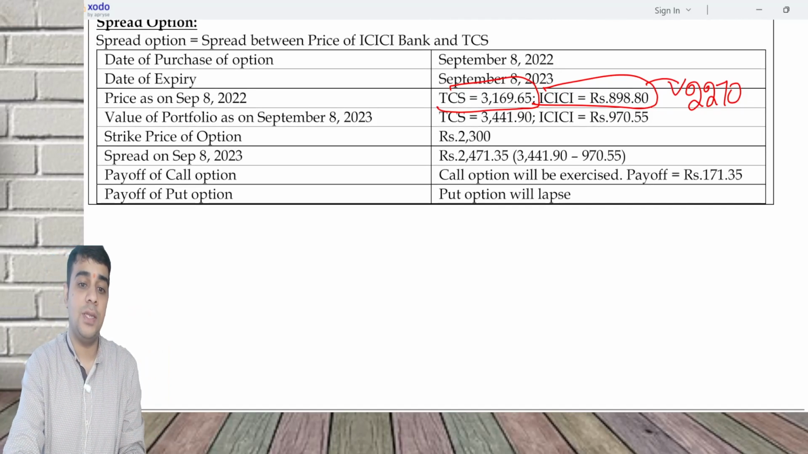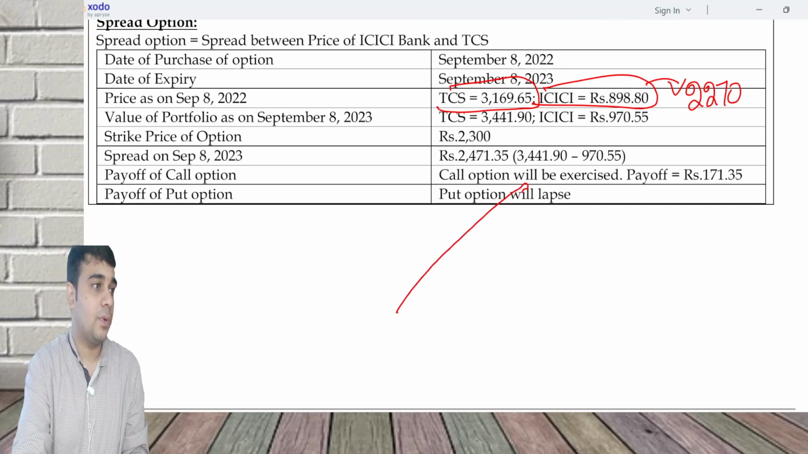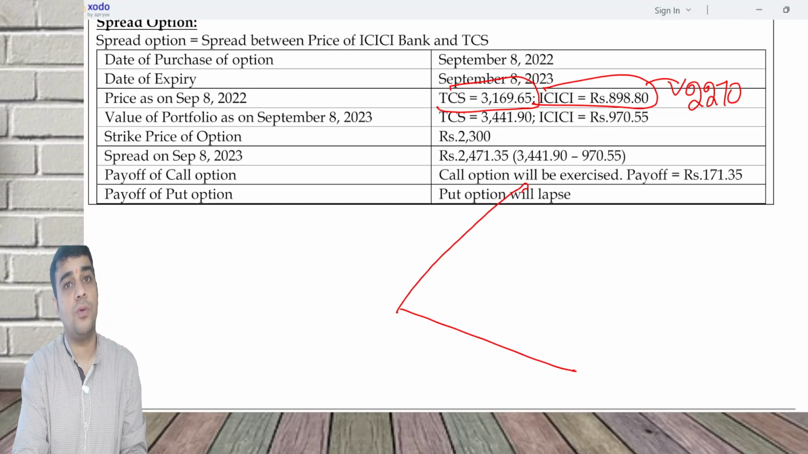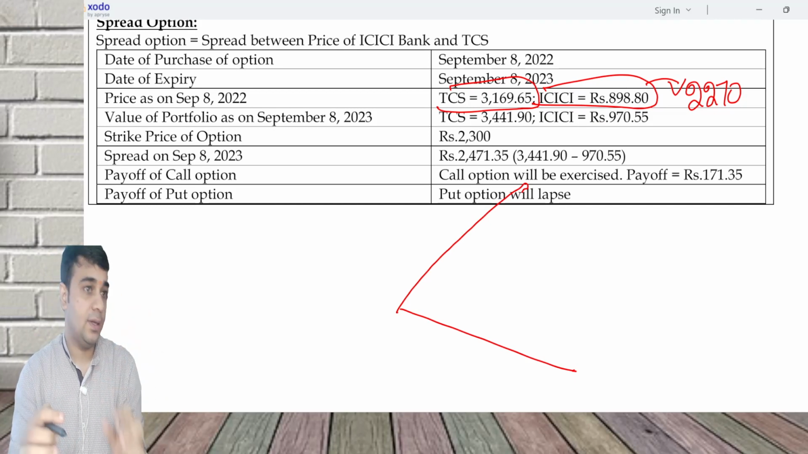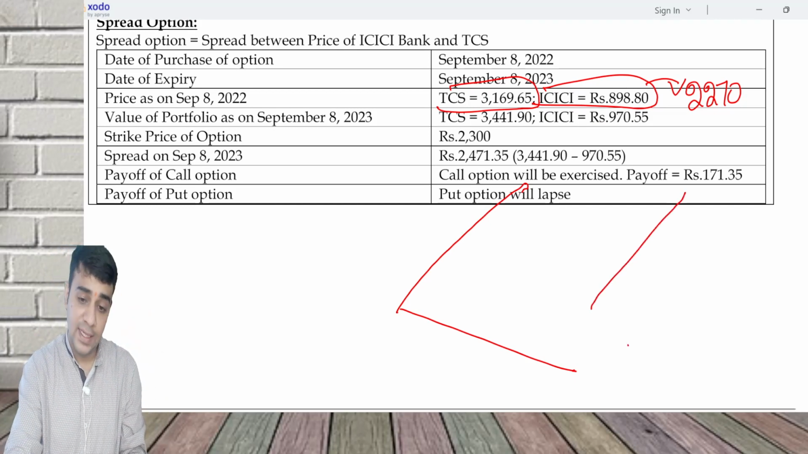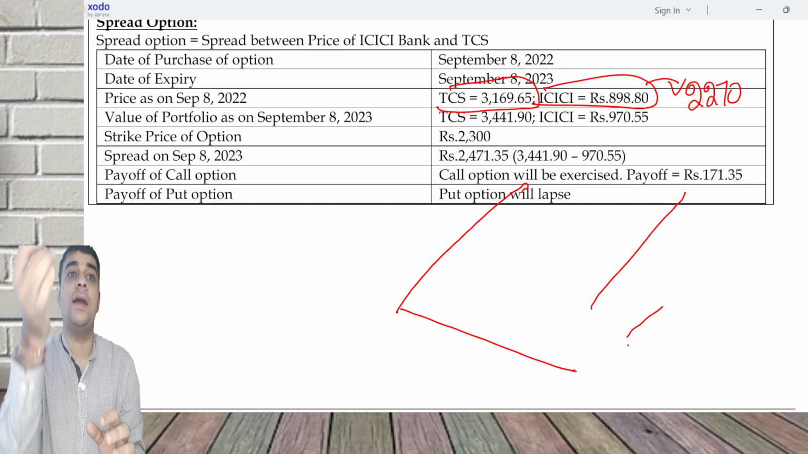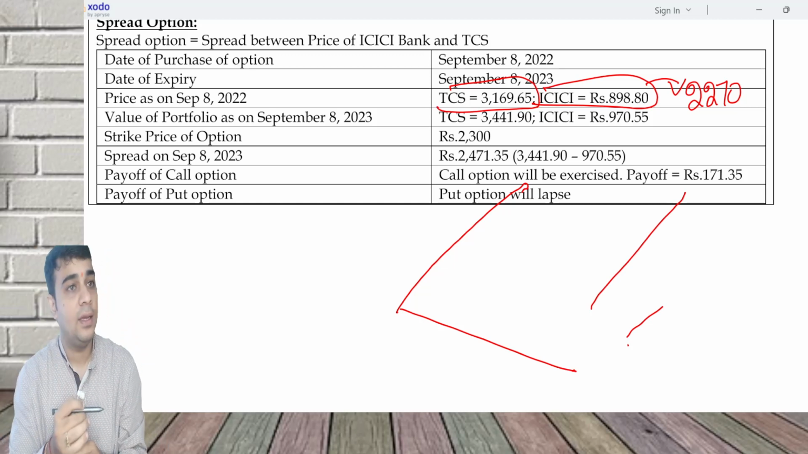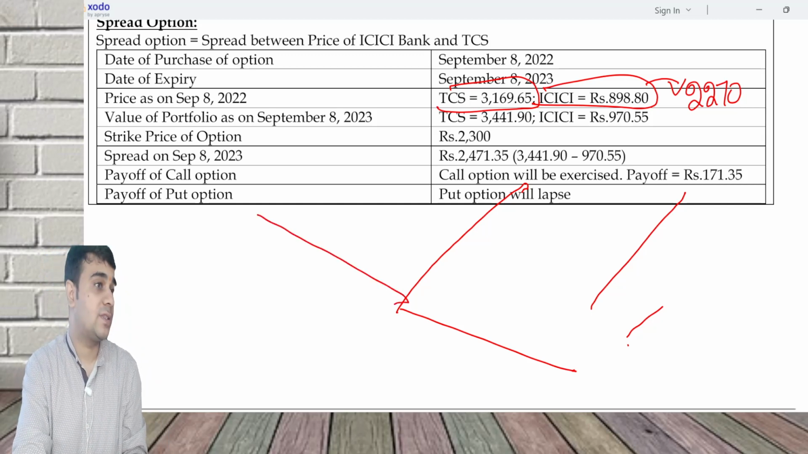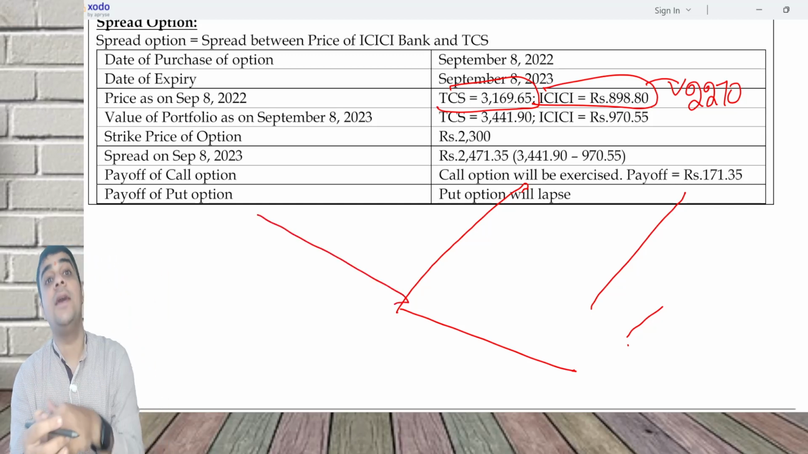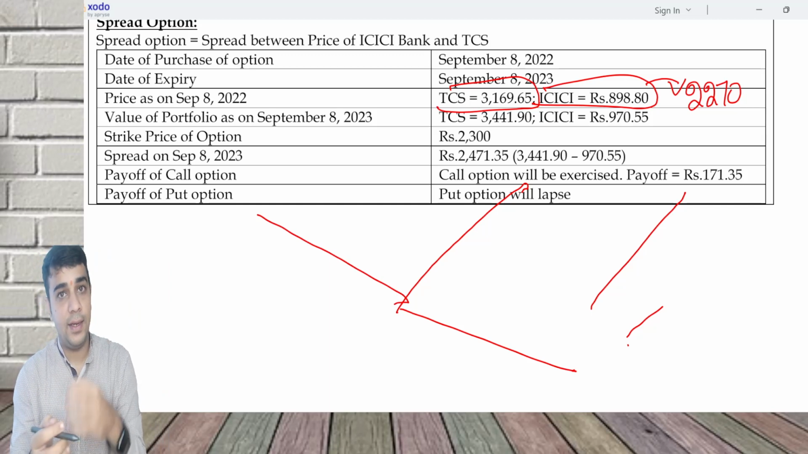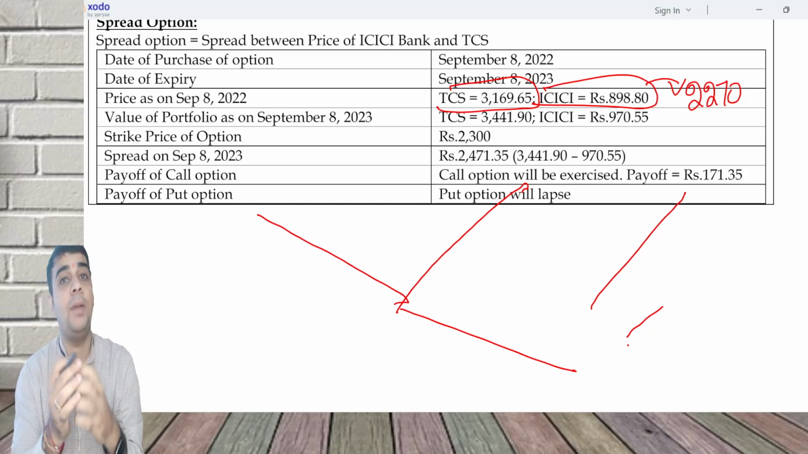How can the gap change? TCS goes up, ICICI goes down, the gap will increase. TCS goes up, ICICI also goes up, but TCS goes up at a higher rate, ICICI goes up at a slightly lower rate, the gap will widen. TCS falls, ICICI falls but at a higher rate, ICICI falls at a higher rate. So you are trying to find the gap between the two.